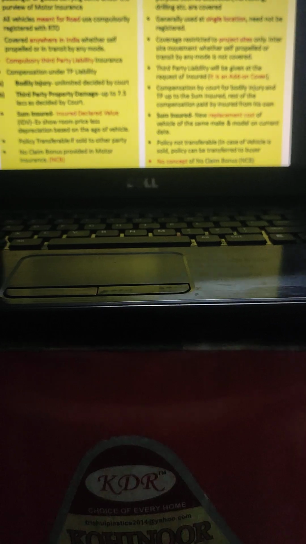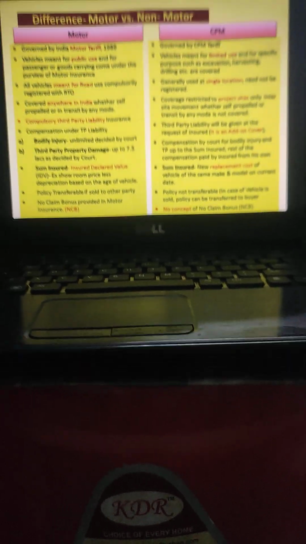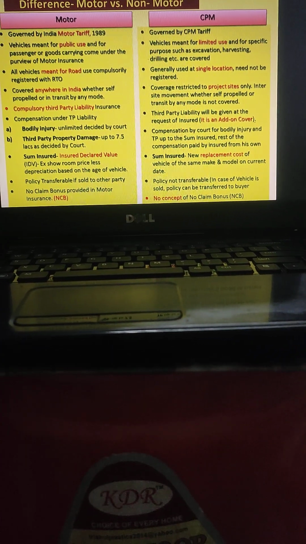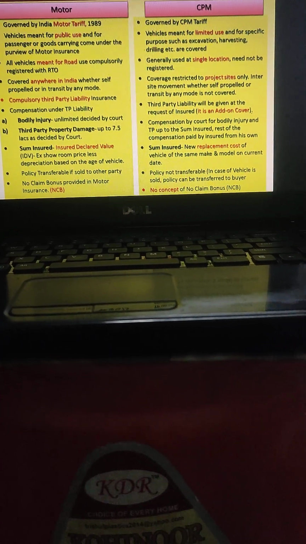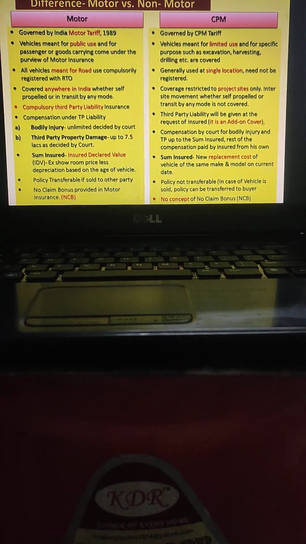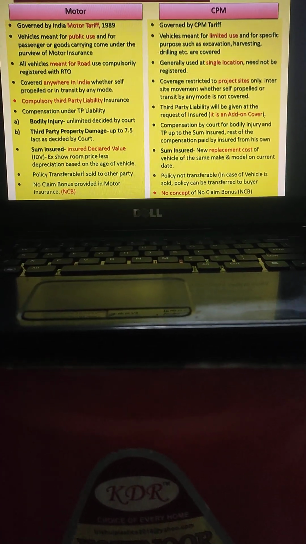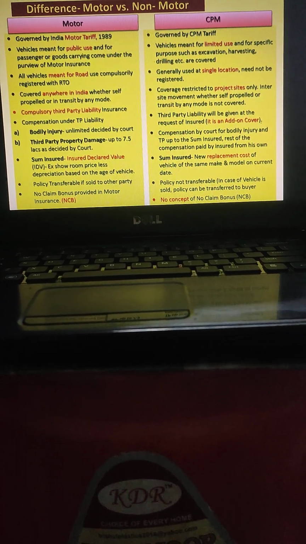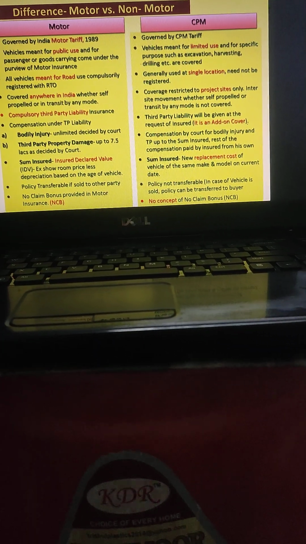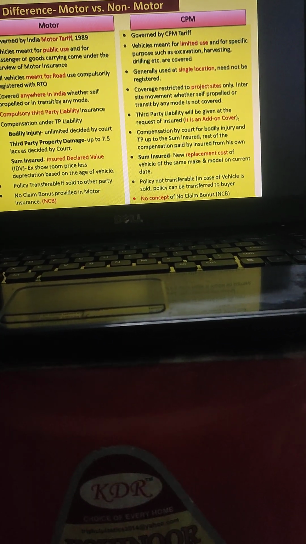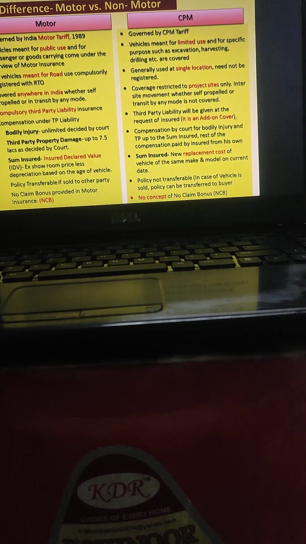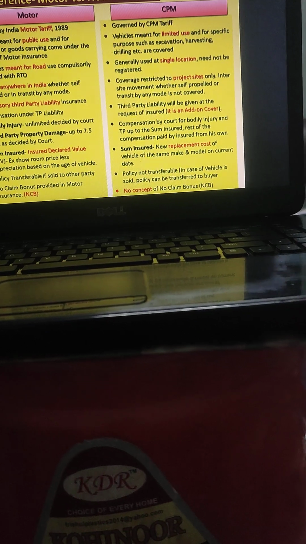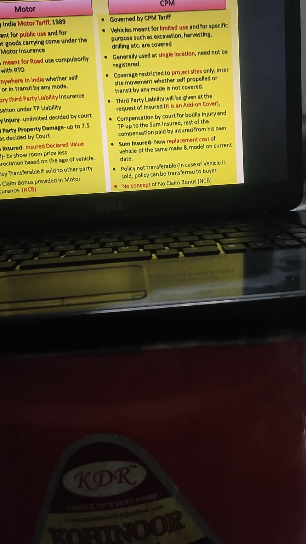CPM tariff. Vehicle meant for public use and passenger or goods carrying comes under the purview of motor insurance, while vehicles meant for limited use and for specific purposes such as excavation, harvesting, drilling, etc. are covered under CPM. So all vehicles meant for road use compulsorily registered with the RTO are insurable under motor insurance. But CPM generally used at single location need not be registered. Its coverage is restricted to the project site only. Inter-site movement, whether it's self-propelled or transit by any mode, is not covered.